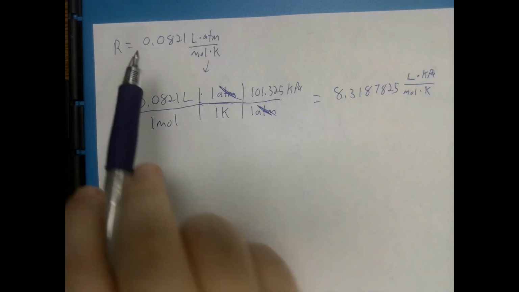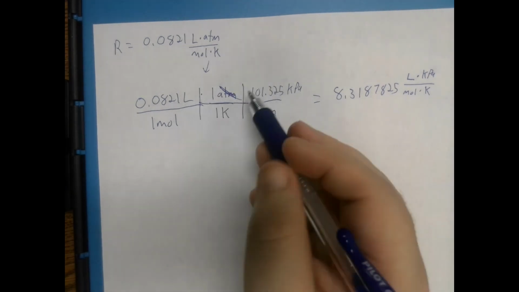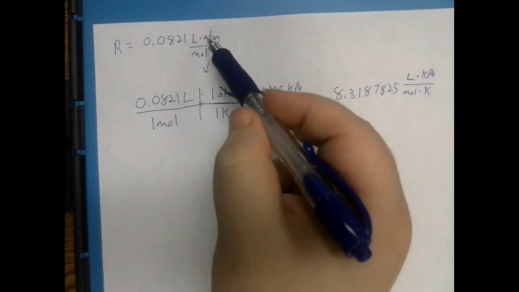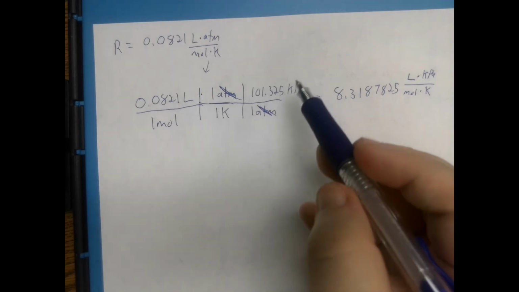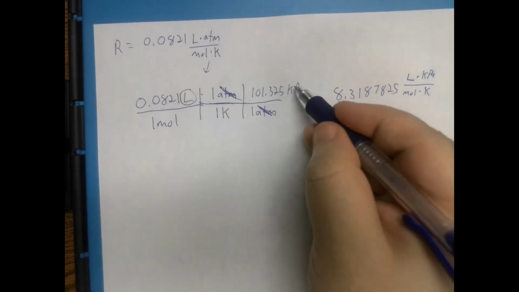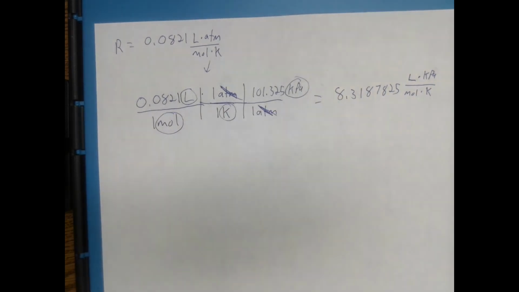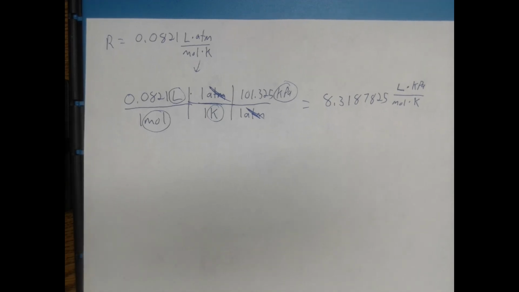But you can convert between different R values by doing dimensional analysis on the dimensions of the units. I wanted to replace the atmosphere with kilopascal, so I broke them all up and did some conversion. My units are liters times kilopascals divided by moles divided by Kelvin. Some more advanced dimensional analysis.